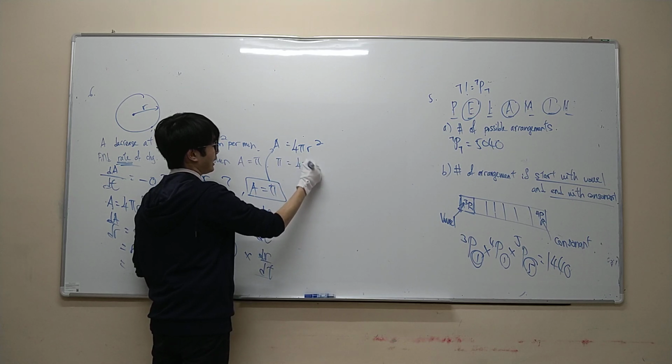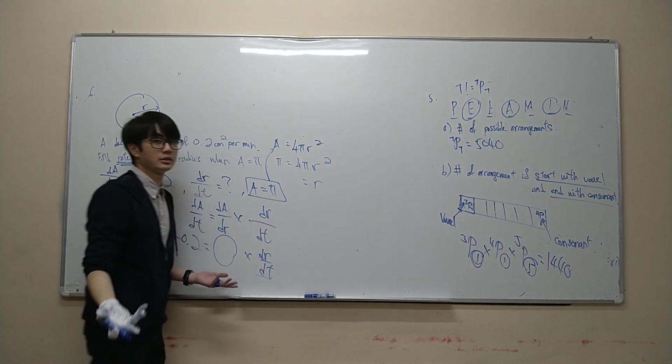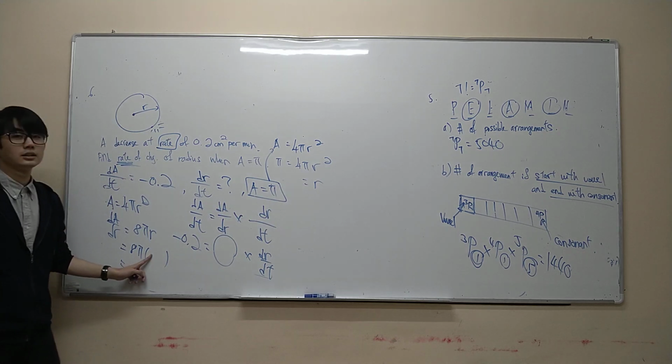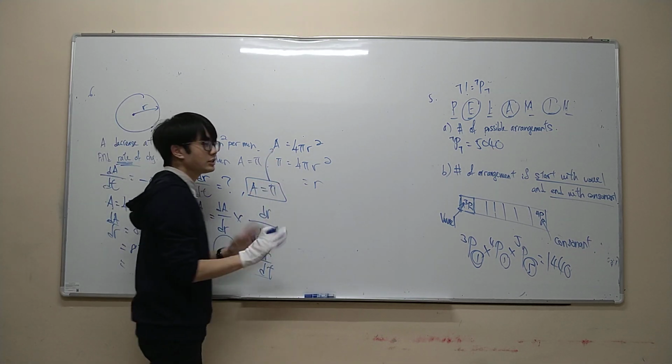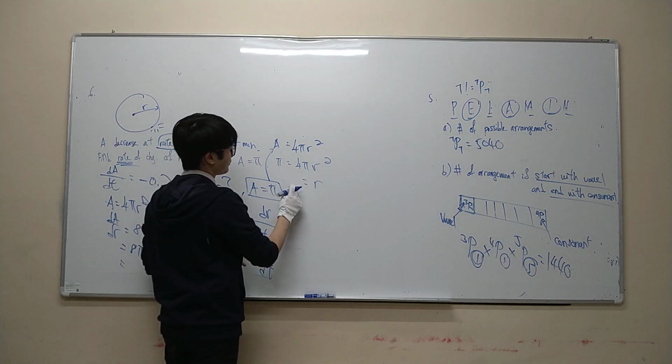Pi equals to 4 pi r squared. And then you find r from here. And then the r is what you put in here. Okay? So pi masuk dalam a sini ya, because a is pi, right? Because I don't want a, I want r. So it will be what?